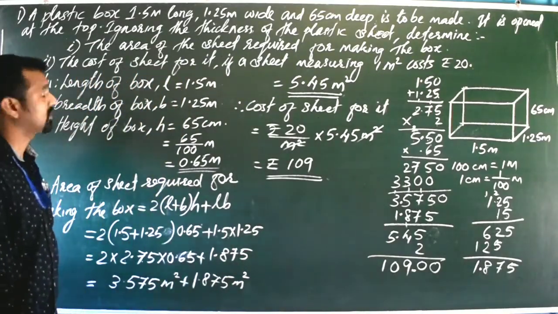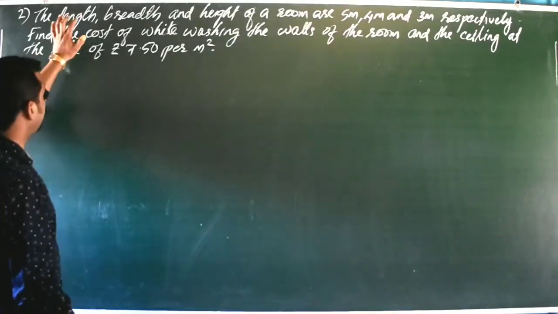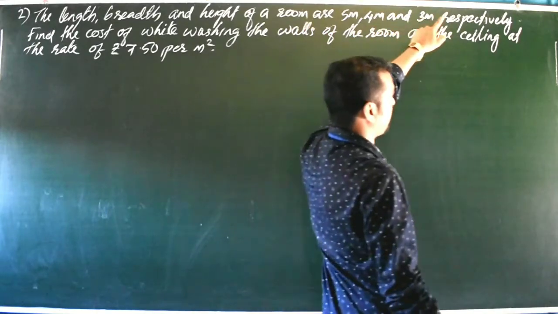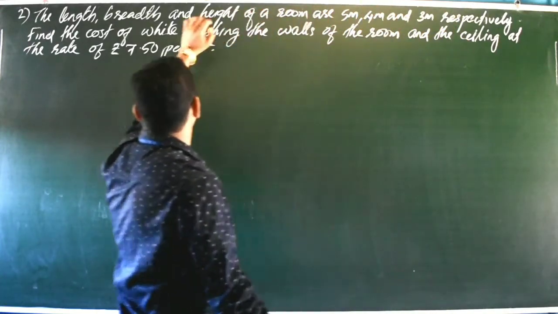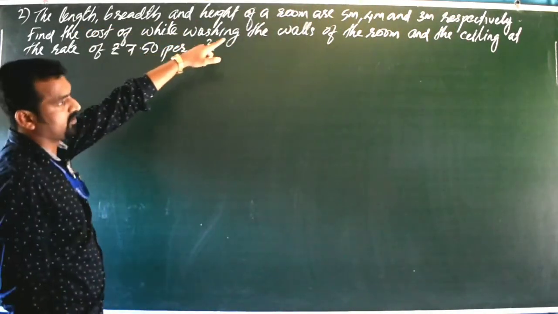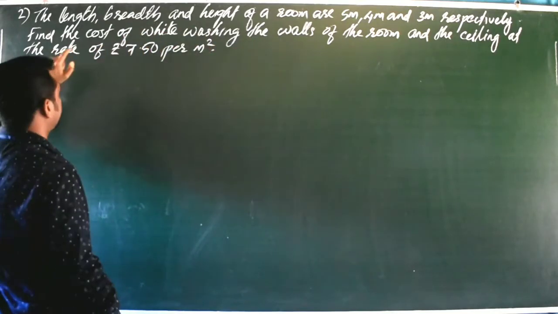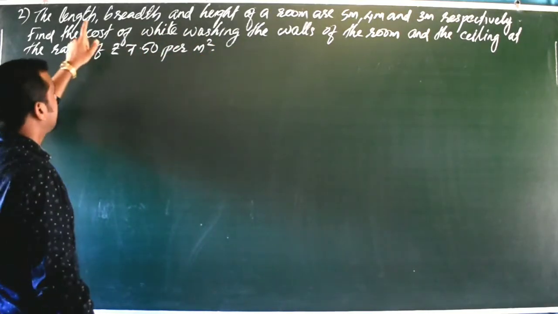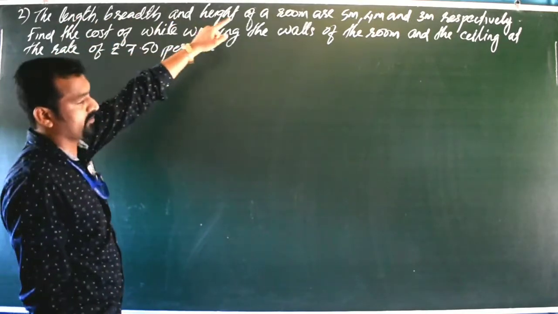Okay, now let's see question number 2. The length, breadth and height of a room are 5 meter, 4 meter and 3 meter respectively. Find the cost of whitewashing the walls of the room and the ceiling at the rate of rupees 7.50 per meter square. The length, breadth and height of a room.